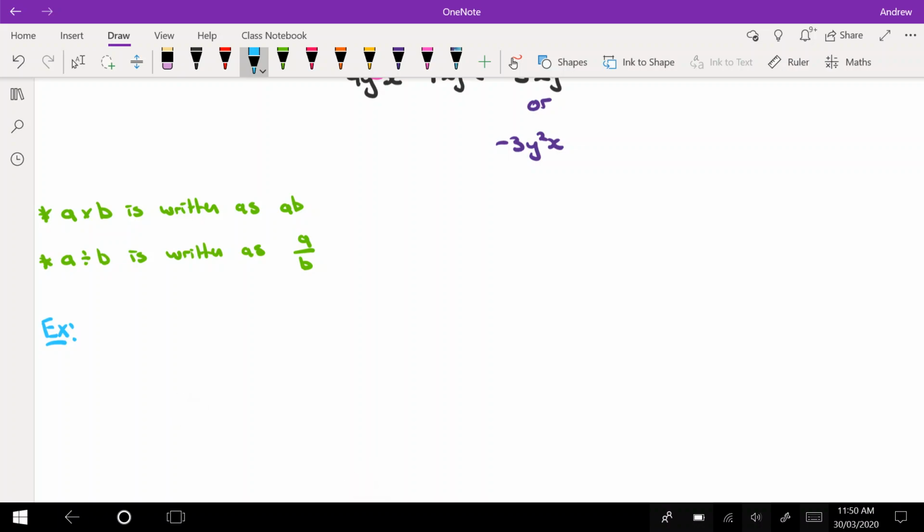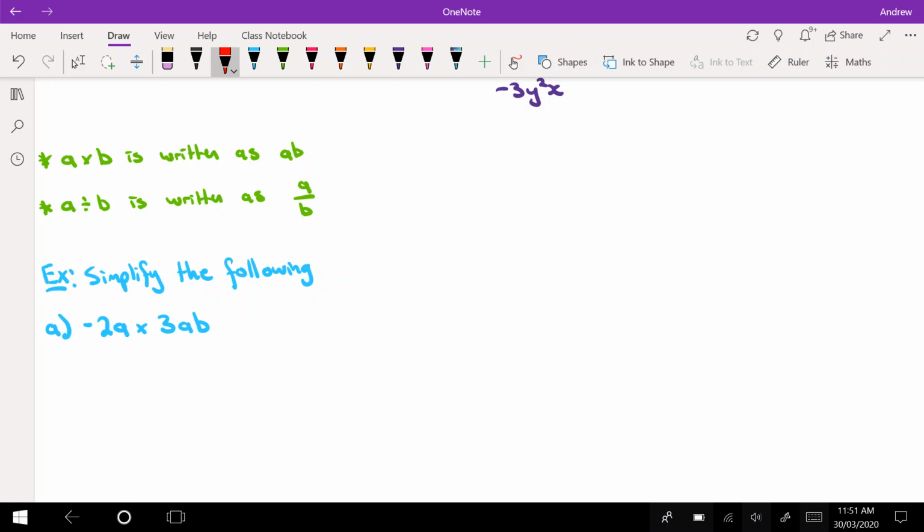So now we want to just simplify the following expression. So for my first example, let's talk multiplication. I'm going to do negative 2a times 3ab. So negative 2a times 3ab.